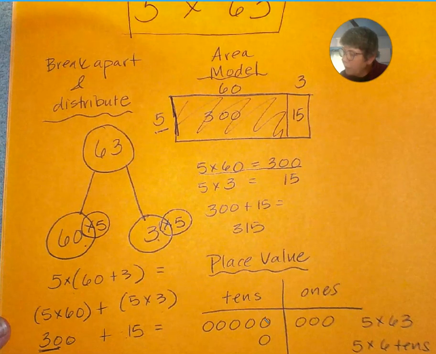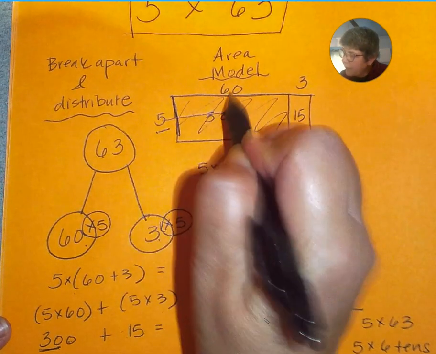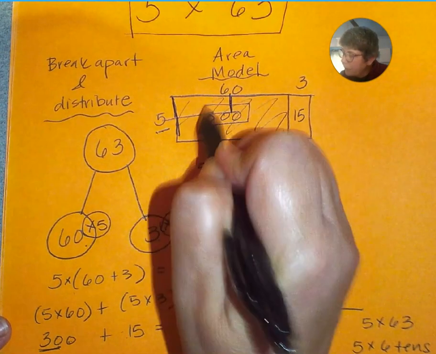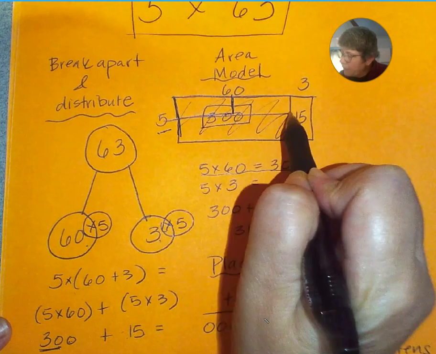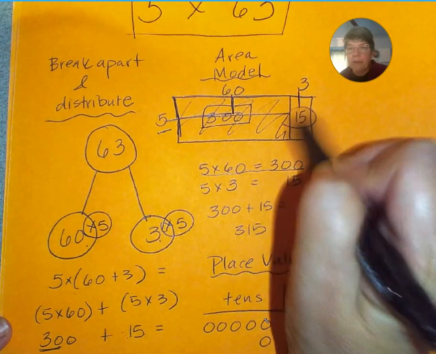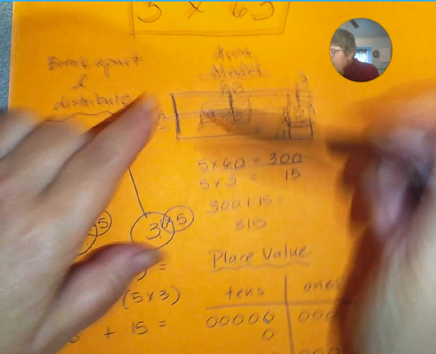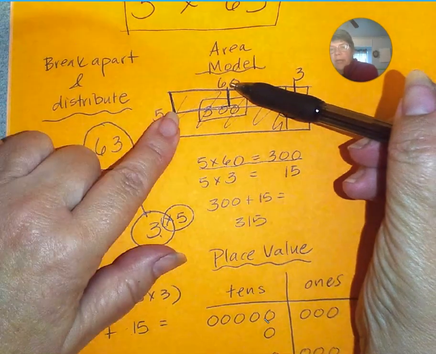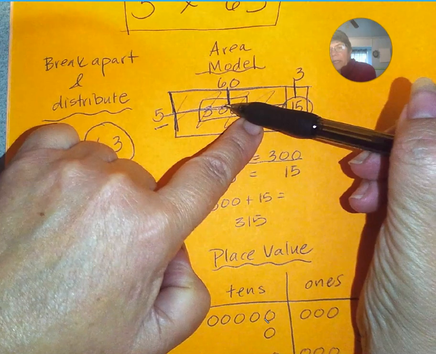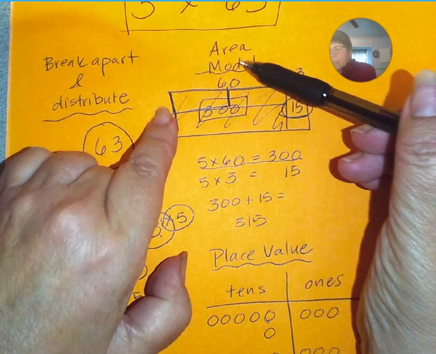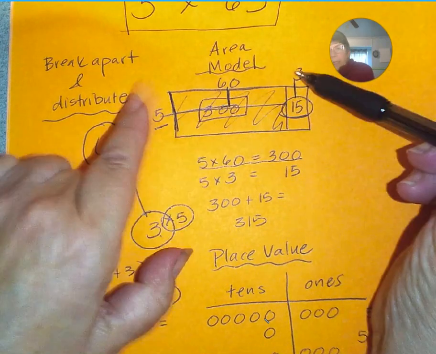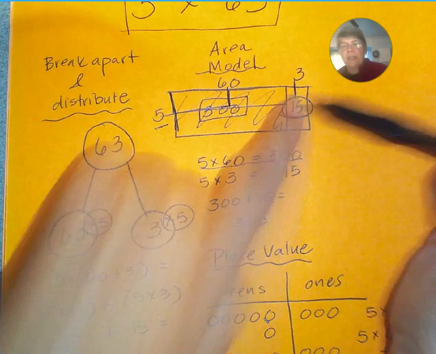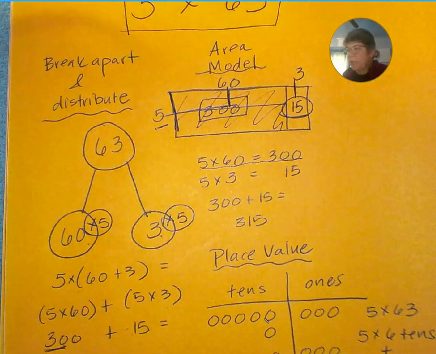Okay, so I'm multiplying my 5 times my 60, and I'm getting 300. Then I'm multiplying my 5 times my 3, and I'm getting 15. I like to say take a finger on each number and then bring them until they're together, and that's what you're multiplying. 60 times 5, 3 times 5. Okay, that's the area model of multiplication.